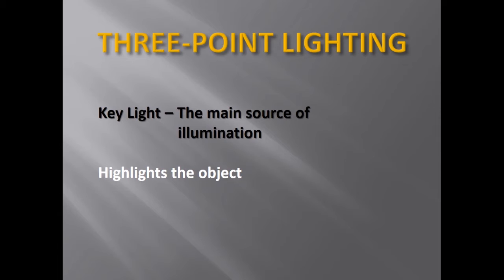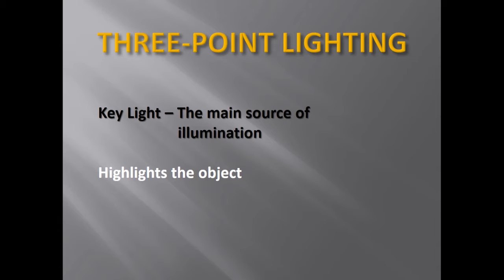So, for example, if you want to use the right side of their face because that's their best side, you would have the key light in front of them and a little bit to the right so that it shines and hits their cheekbones on that right side. That's going to light up their face at an angle.